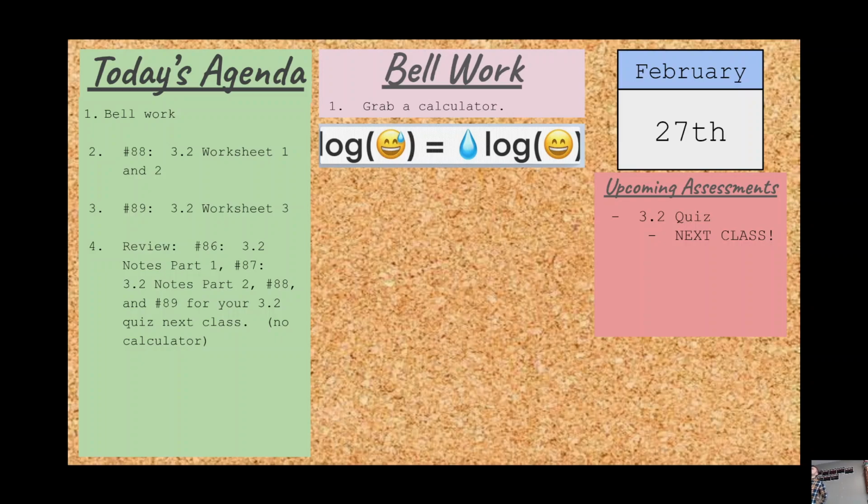I pledge allegiance to the flag of the United States of America and to the republic for which it stands, one nation, under God, indivisible, with liberty and justice for all. Thank you very much. Let's have a great day.